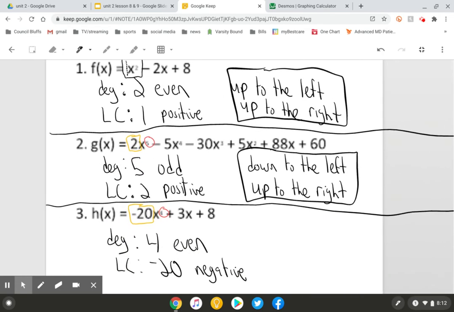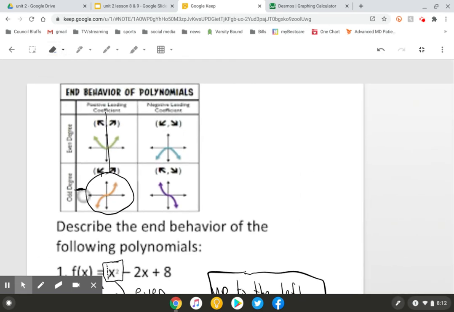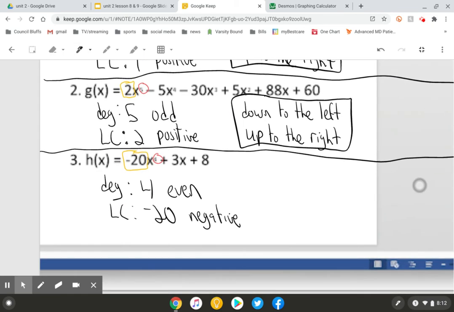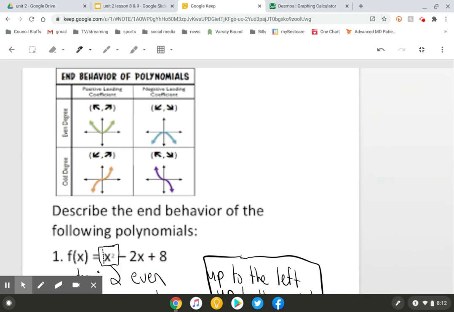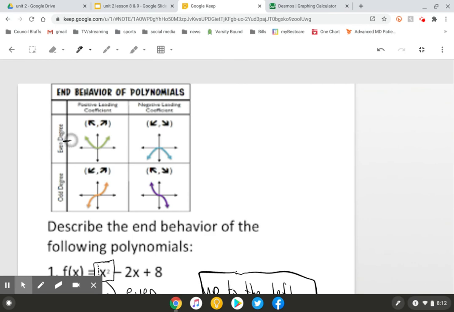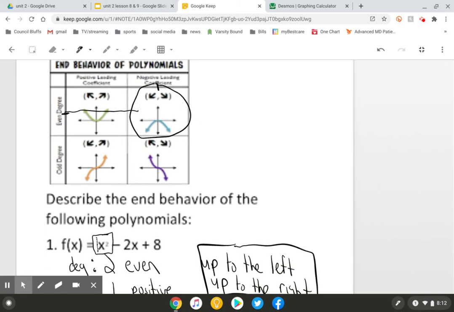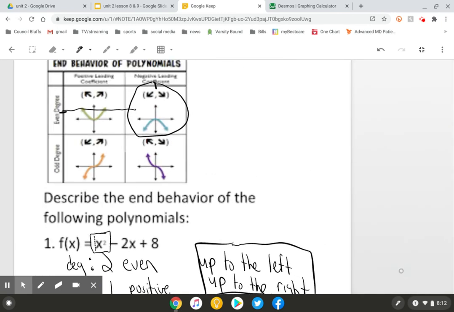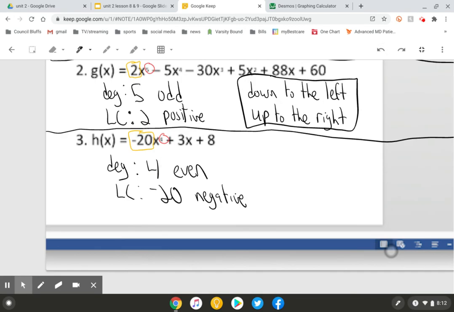Okay, so now I have an even degree with a negative leading coefficient. So an even degree and a negative leading coefficient. So this right here, even degree, negative coefficient, it's going to go down to the left and down to the right.